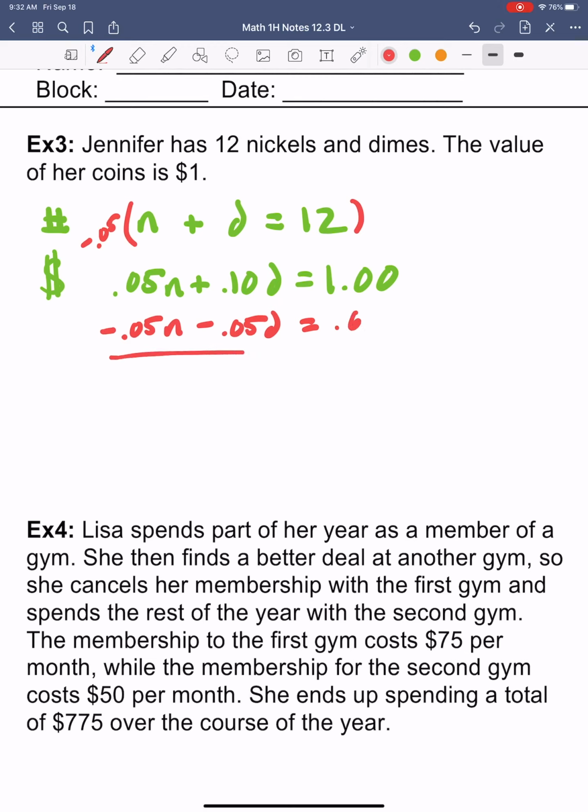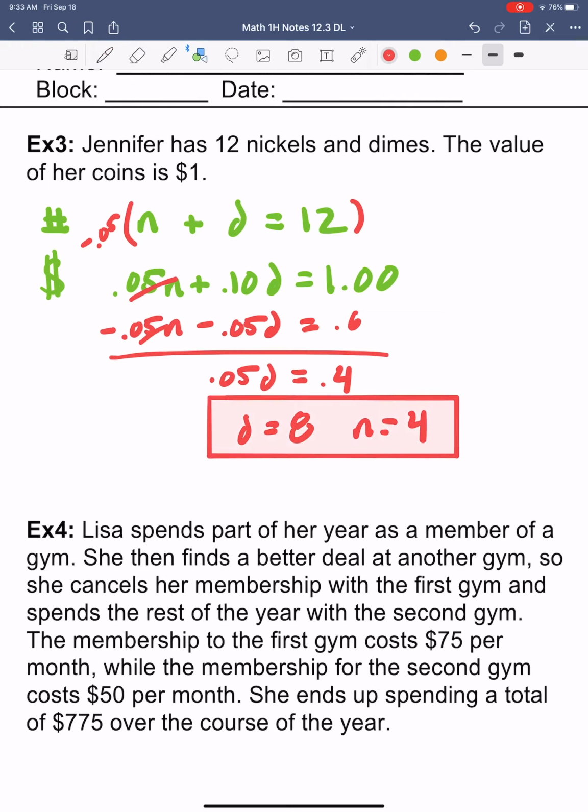And then we can go ahead and eliminate here. So I get 0.05D equals 0.4. Divide both sides by 0.05, and I get D equals 8. And remember, there are 12 total coins here, so that means N equals 4. So once again, we had the value equation.